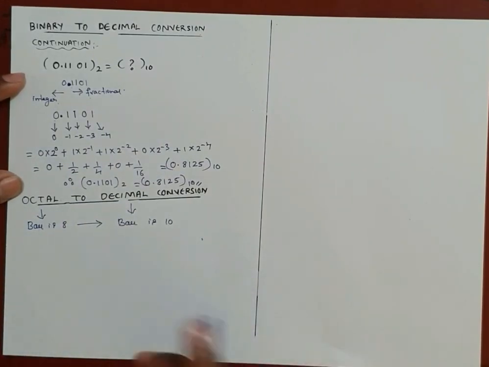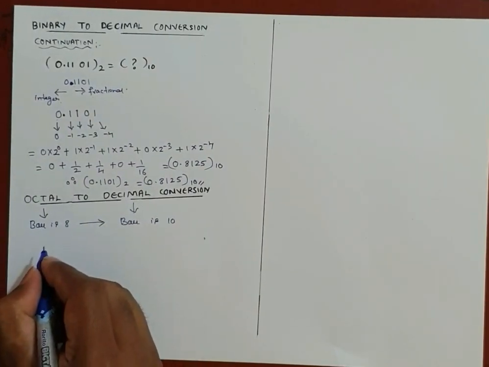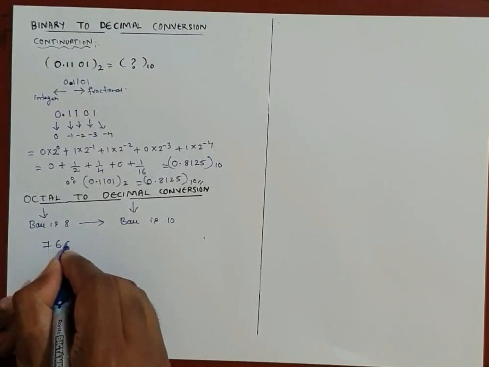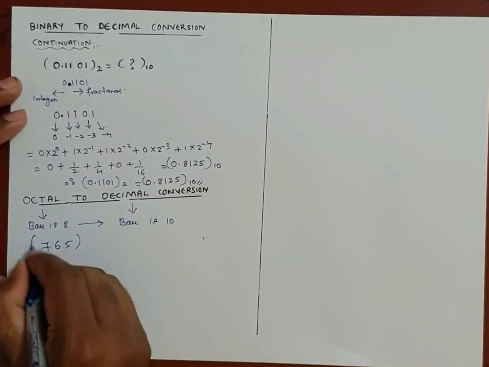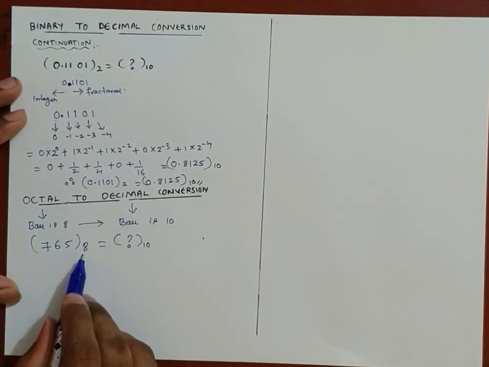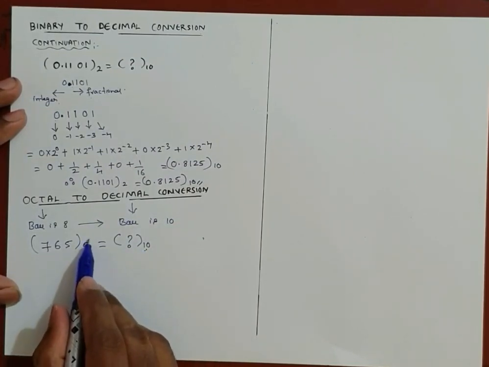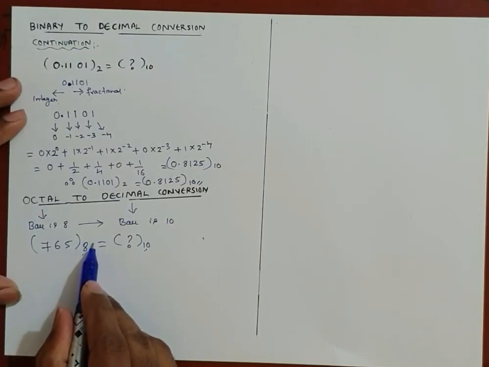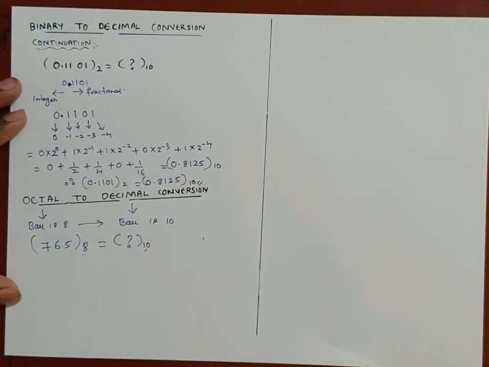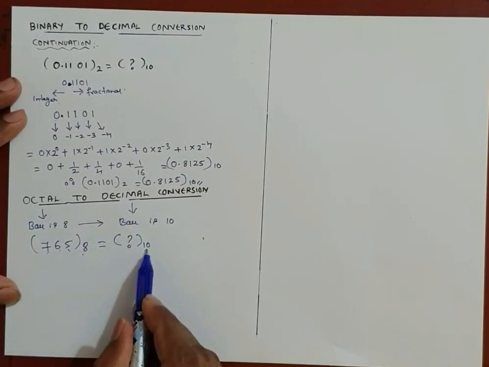Next everything remains the same. Let us consider a given octal number. Say for example, 765 to the base of 8 will be equal to question mark to the base of 10. It means here the base is 8, here the base is 10. I have to convert this octal number to a decimal number. What is the meaning of octal number? The octal number should consist of digits only from 0 to 7. See here, 7, 6, 5 is an octal number. I have to convert this octal number to the base 10 system, that is decimal number.